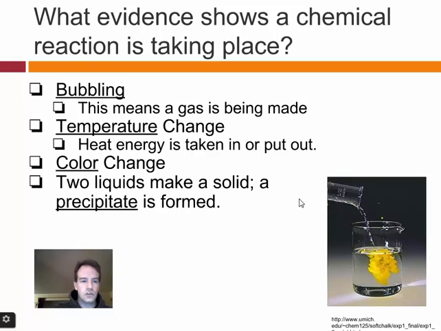We could also say a color change. We mix two things together and there's a change in color. It turns from clear to red. And sometimes we have what's called a precipitate formed. We can mix two liquids and then a solid is produced when those two liquids are mixed together.